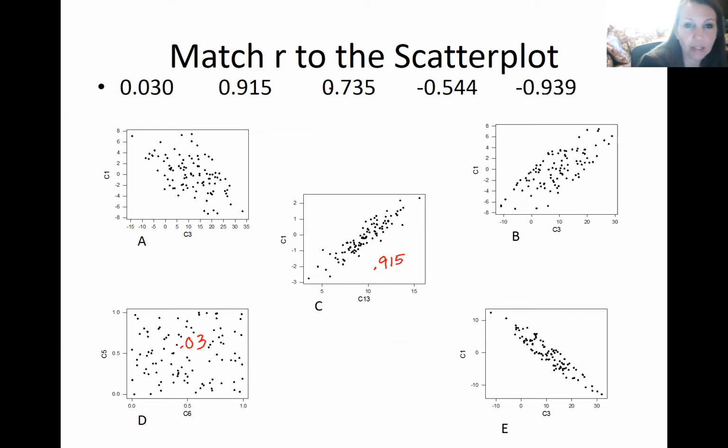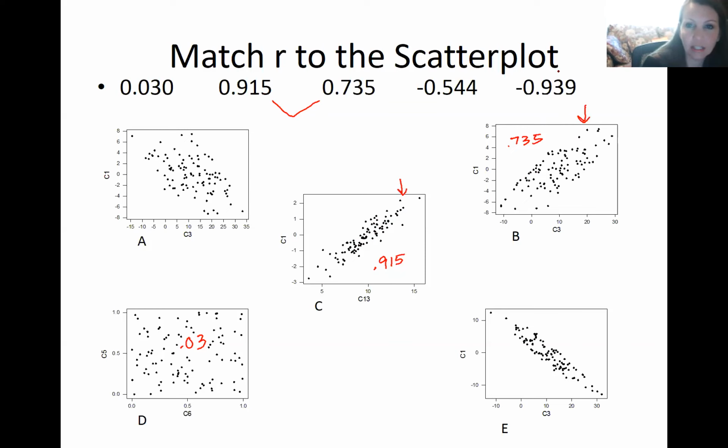The next one, 0.735, and here you can compare these two. 0.735, you can probably guess, is this one over here. Both of these are positive, as you can see, but this one's the turkey dog, and this one's the Costco Polish dog over there. The closer you are to 1, which this 0.915 is, the stronger and tighter that relationship is going to be.